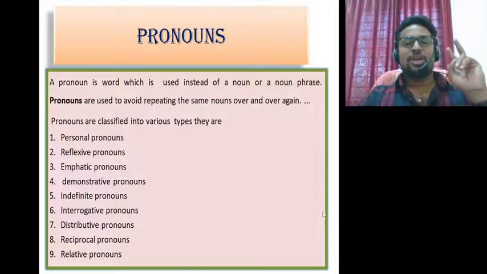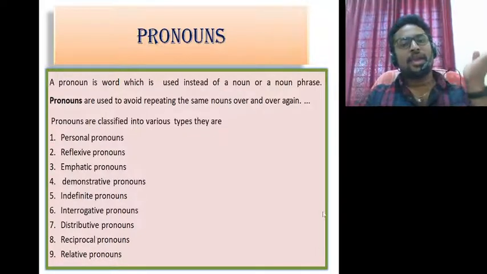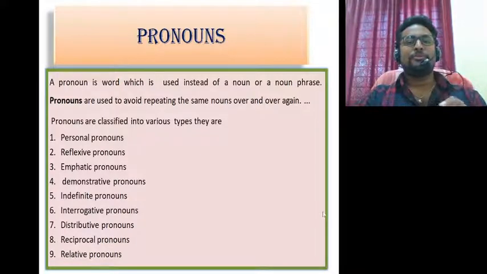Majorly, we have two types of noun in English. One is proper noun and the second one is common noun. Common noun is again classified into two types: based on the form and based on the meaning. Based on the form, we have countable nouns and uncountable nouns. Countable nouns may be singular and plural.